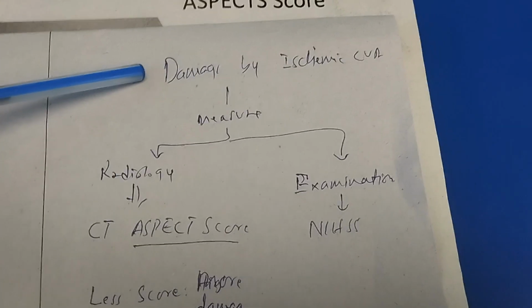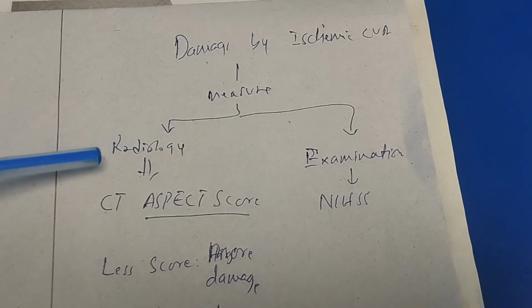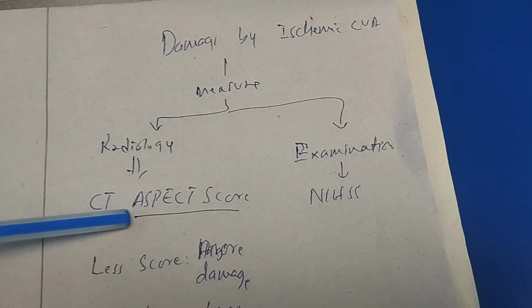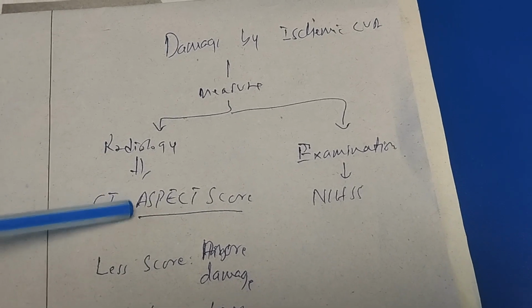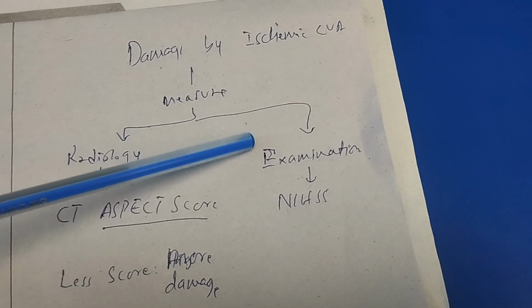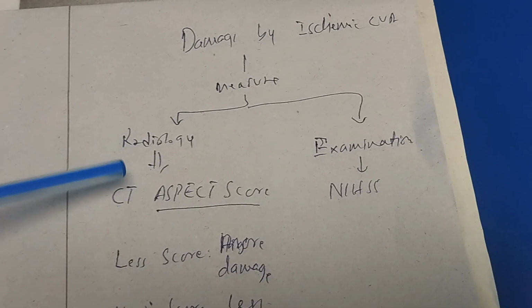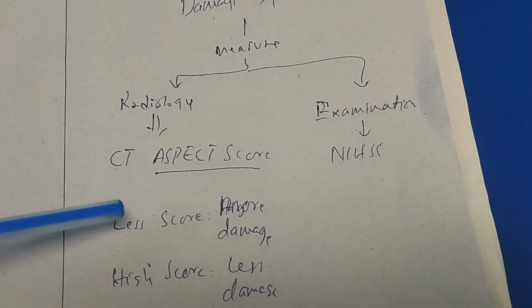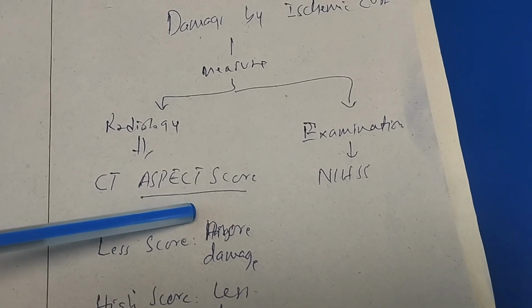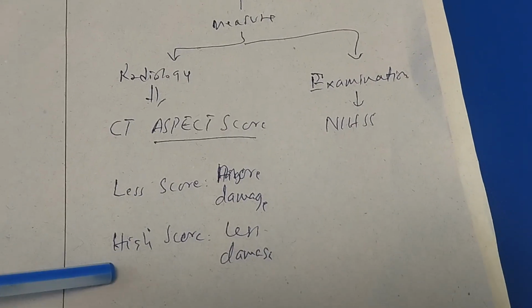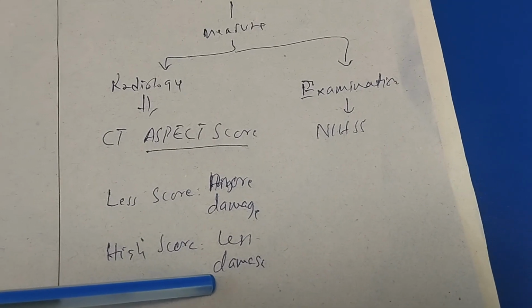The damage caused by ischemic CVA, radiologically we go for the CT ASPECT score. CT means we look at the CT brain for the CT ASPECT score, and on examination, or physiologically, we can go for the NIHSS score. Radiologically we look at the CT brain, and if the score is low, then there is more damage, and if the score is high, there is less damage.